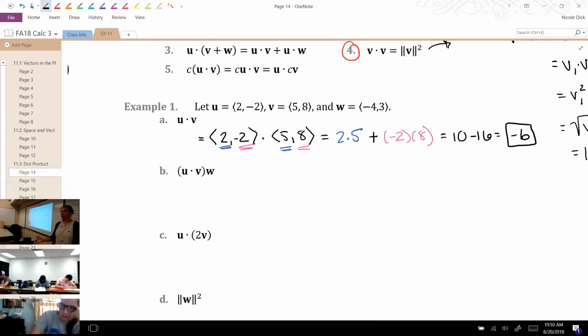So again, math isn't hard. It's just a different thing, something we haven't done before. And eventually we'll get to application of this and start using it. Right now it's just being able to do the math. Okay.